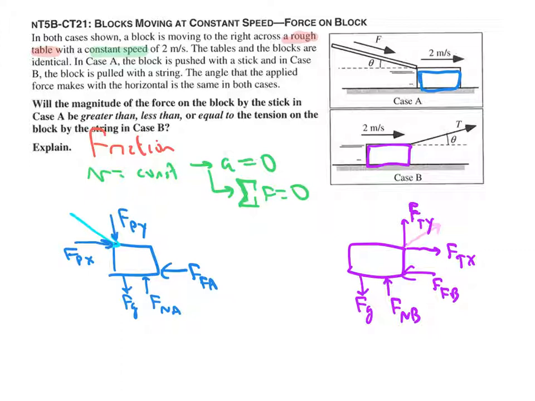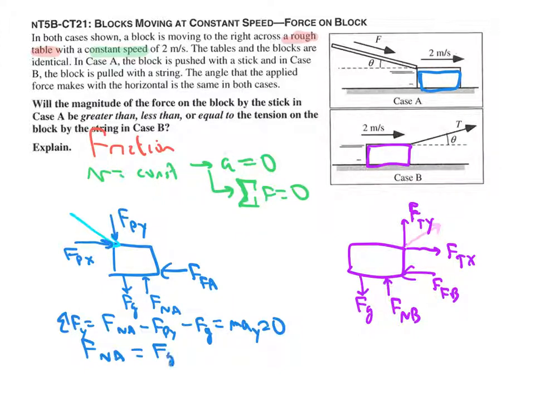Why is that important? Well, if we go over here, we can say that from our diagram, the net force in the Y is going to be, well, we have FNA pushing up, we have FPY pushing down, and we have FG pulling down. And that has to equal the sum of the forces from second law, which is the mass times the acceleration, but we know that that's 0. Putting all that together, FNA has to be FG plus FPY. In other words, it's somewhat larger than the weight.